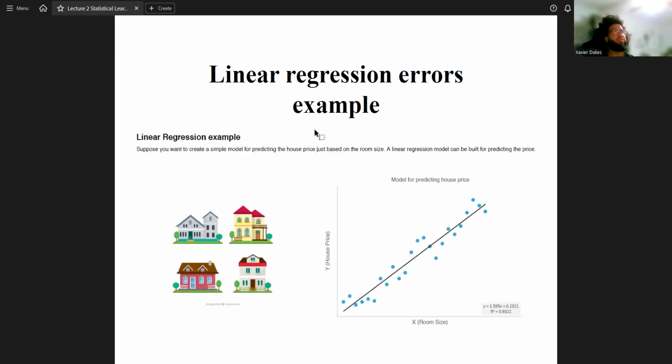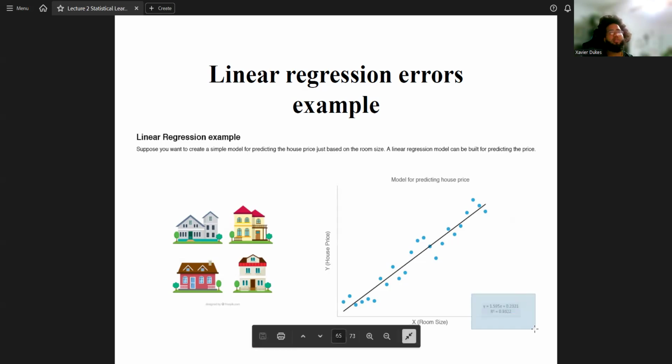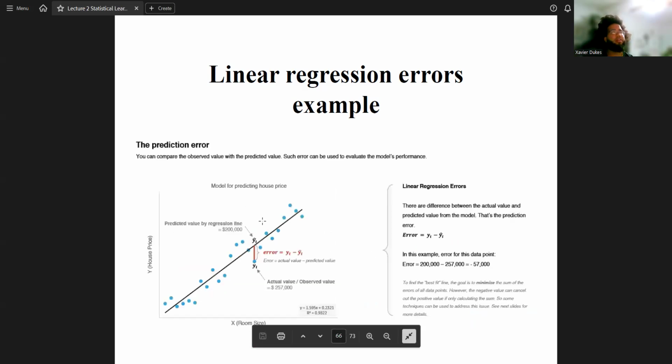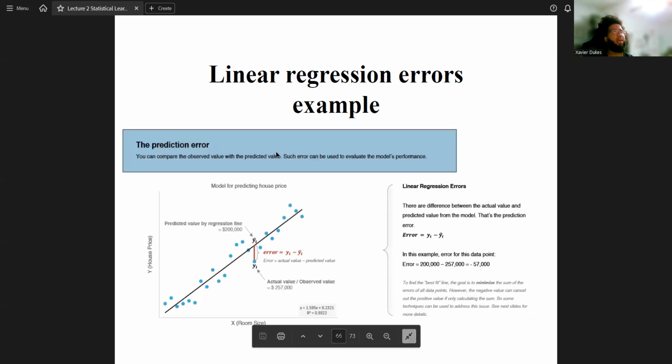So here we have a linear regression error. Suppose you want to create a simple model for predicting house prices based on room size. A linear regression model can be built predicting the house price, right? And here's the equation of the line and the coefficient of determination, 93%, which is great. Here we can see the prediction error. You can compare the observed results with predicted values. Such error can be used to evaluate the model's performance.